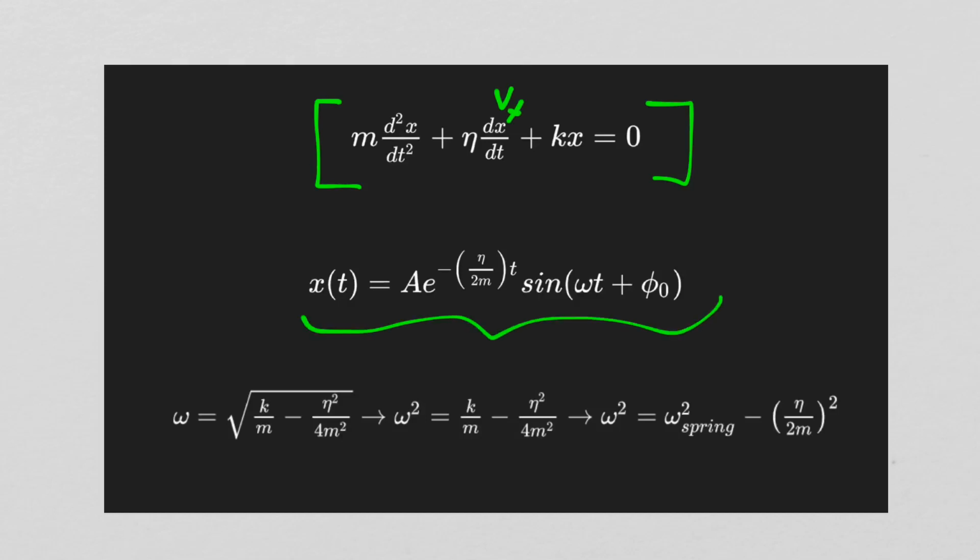Solutions take this form now. You get this exponential factor. Notice it's a negative exponential. That means it's going to decay. So if you start really big, eventually it'll go and flatline.